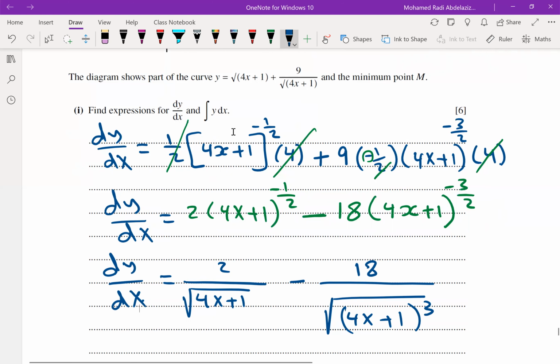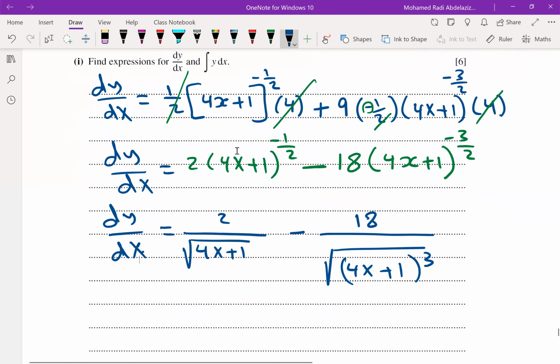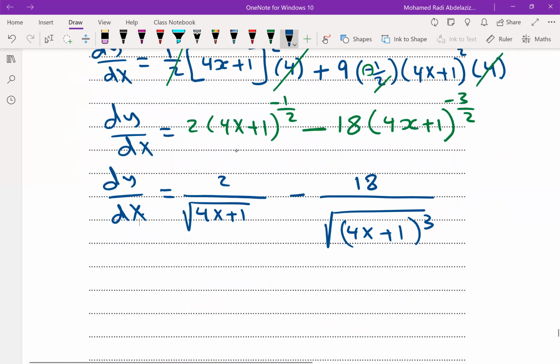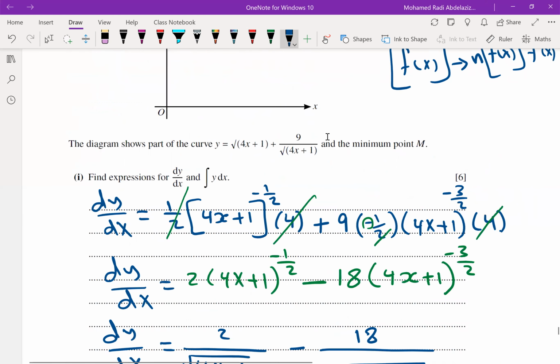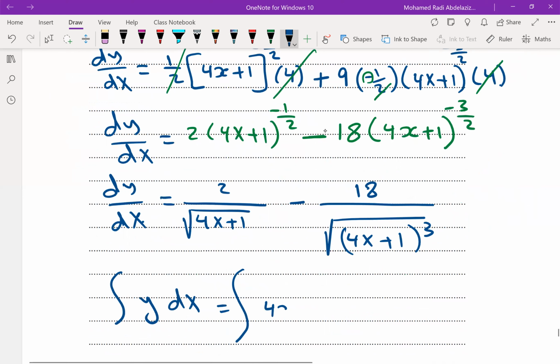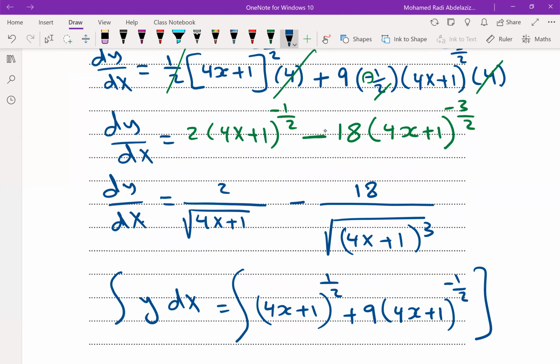In the second part, integrate. Integrate y by dx, same. Write the function: (4x + 1) all to the power of half plus 9 multiplied by (4x + 1) all to the power of negative half, all by dx.